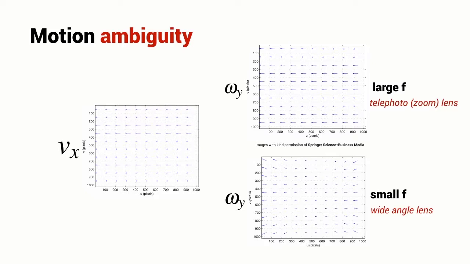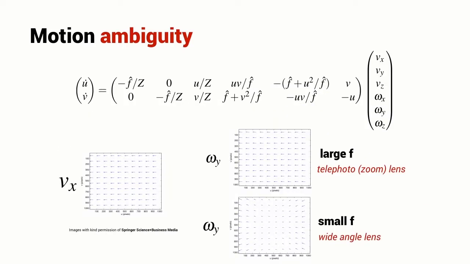However, if we use a lens with a small focal length that corresponds to a wide field of view, we see that the optical flow pattern now is very, very different to the pattern due to pure X translation. This ambiguity, in fact, depends on the focal length of the lens. We can explain this by looking in some detail at the structure of the image Jacobian matrix.